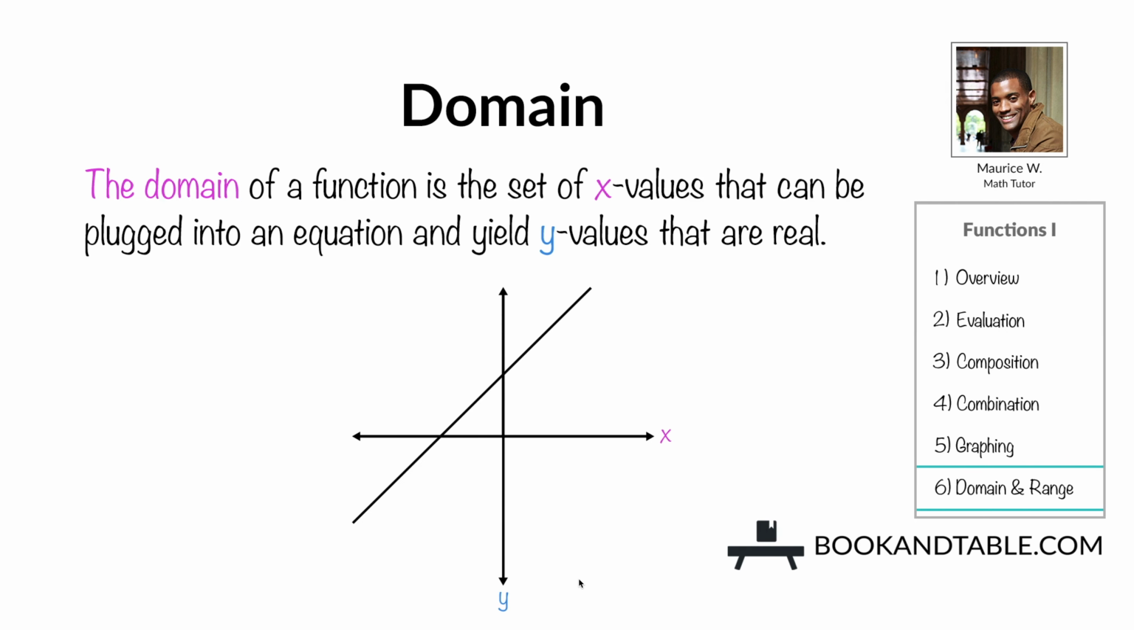Let's now wrap up the chapter by discussing how we find the domain and range of a particular function. The domain of a function is the set of x values that can be plugged into an equation and yield y values that are real. So let's say we had an xy coordinate plane and we had a line going through it. The x values, or the values along the x-axis for this function, represent the domain. So for what x values does this function exist, essentially?